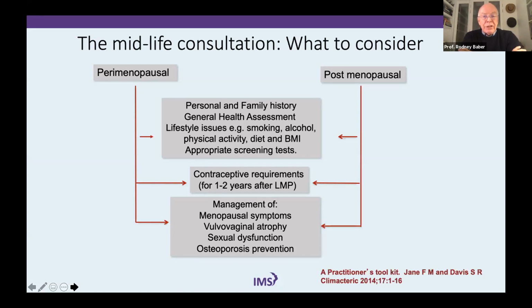And of course, this is also the time to discuss the management of menopausal symptoms, of vulvovaginal atrophy or GSM, a topic which many women will not raise unless you discuss it with them. It's a time to inquire discreetly about sexual activity and whether she is having problems in that regard. And of course, to talk about prevention of long-term disease, such as osteoporosis and cardiovascular health.